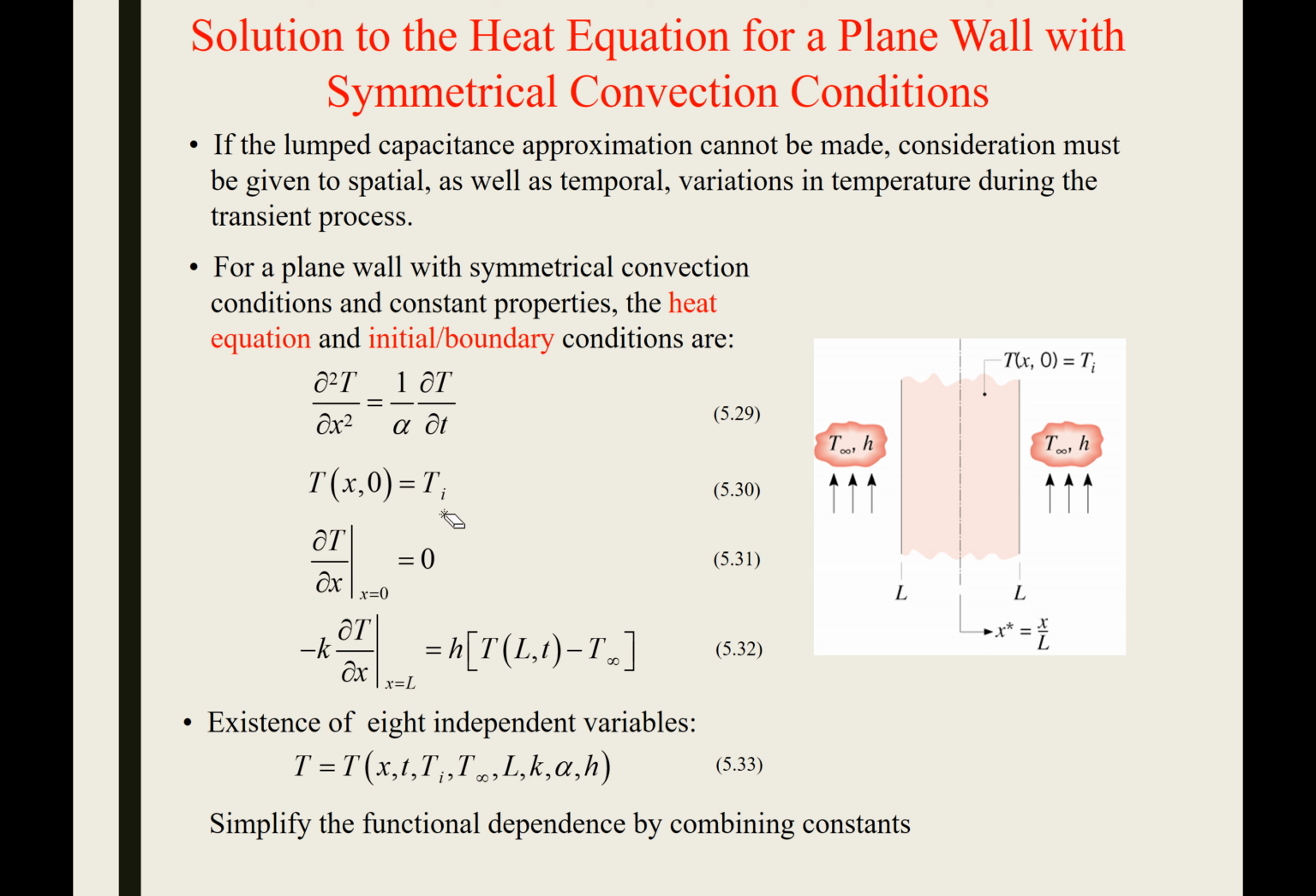boundary condition. So even though this form of the heat equation looks simple, by the time you apply boundary conditions, you pick up some other variables. In total, you get these 8 independent variables. We have x, we have time, we have our initial condition, we have our ambient conditions, we have L, which is the total thickness, thermal conductivity, our alpha, and also our convection coefficient. So you can combine these constants and get a solution.